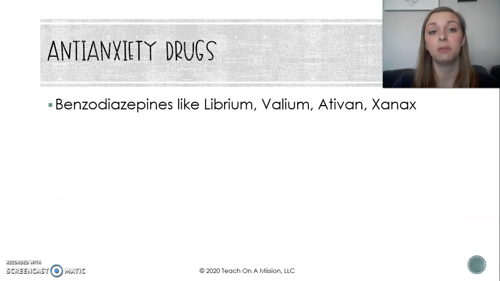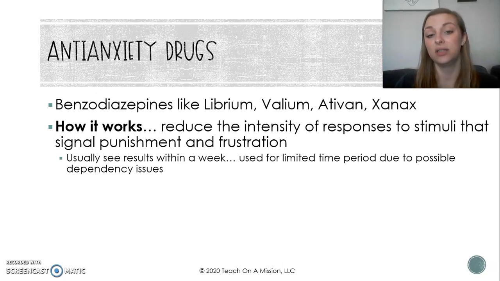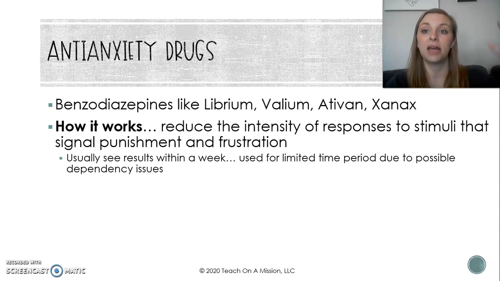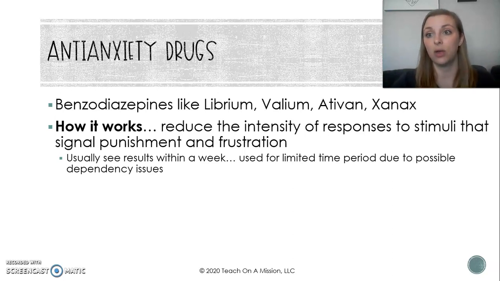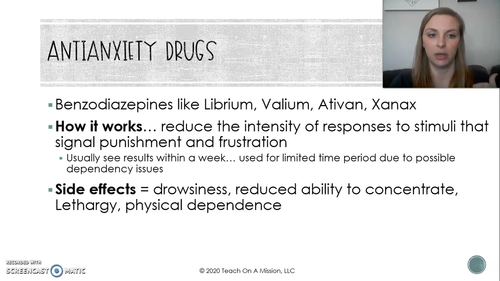Anti-anxiety drugs, these are benzodiazepines like Librium, Valium, Ativan, Xanax. And what these do is they reduce the intensity of the response to the stimuli that signal punishment and frustration. So these are going to kind of slow down our sympathetic nervous system so that when we notice some sort of anxiety-provoking stimuli, our body's not going to get that anxiety-provoking response. And it's going to kind of lower those inhibitions a little bit.